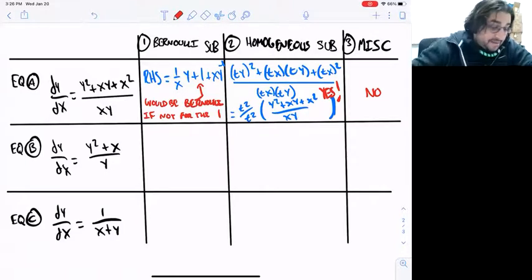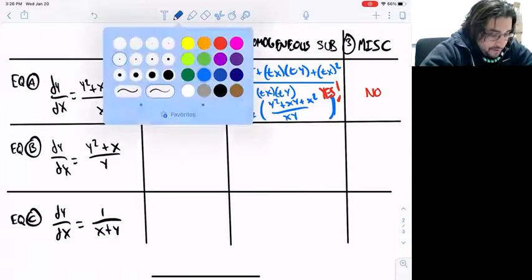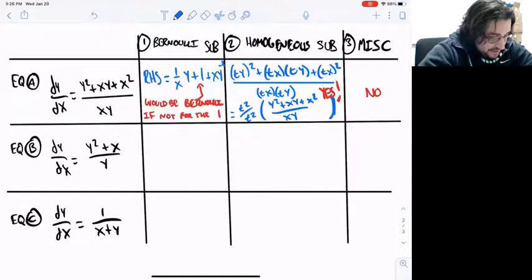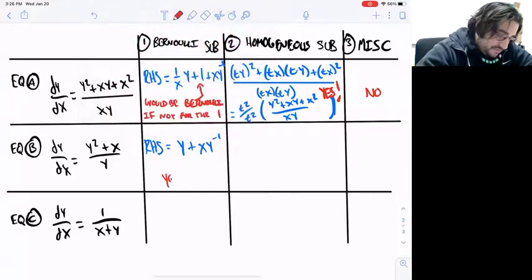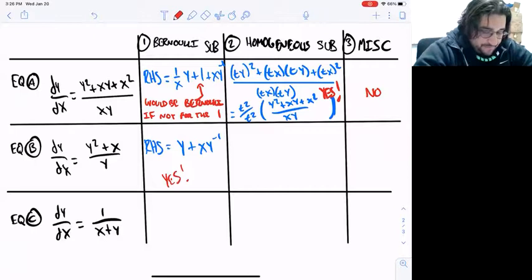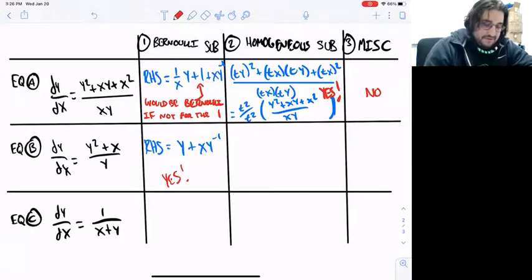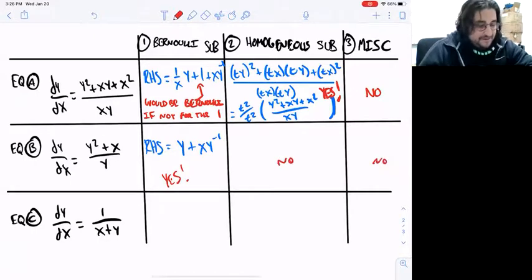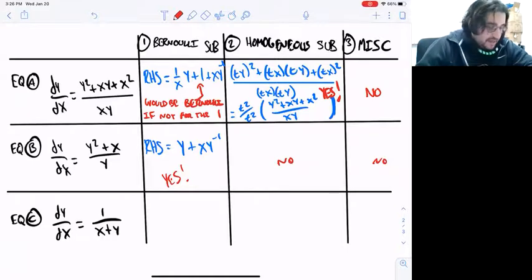Now the second one, right, with a very similar process, we can actually see that it is Bernoulli, because what do we get for the right-hand side? We have y plus x times y to the minus 1. This is Bernoulli, right? So we can do a Bernoulli substitution, right? So then, here, why would we do either of the other ones? We already found a nice, clean way that's going to work.